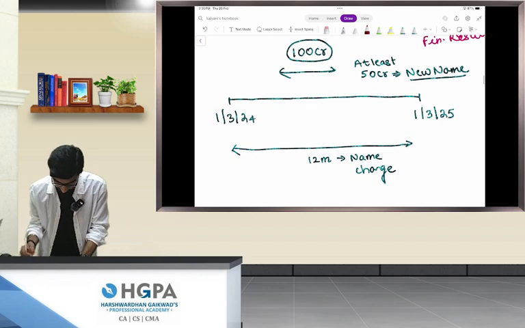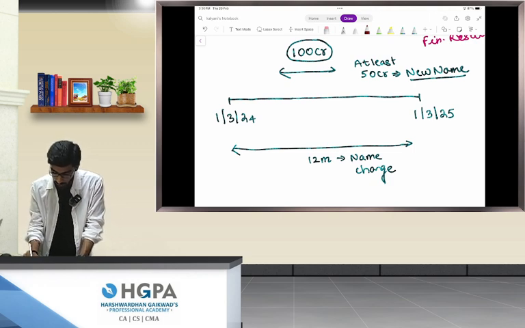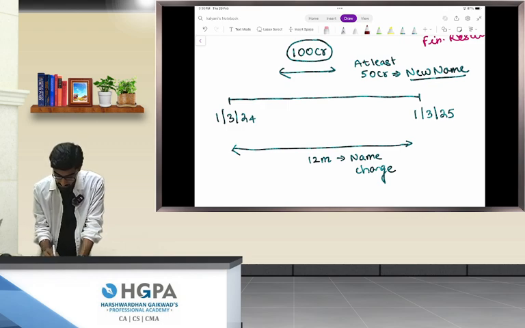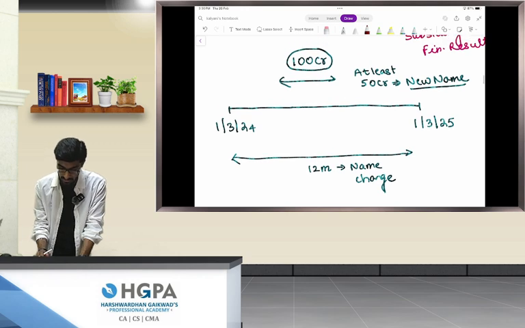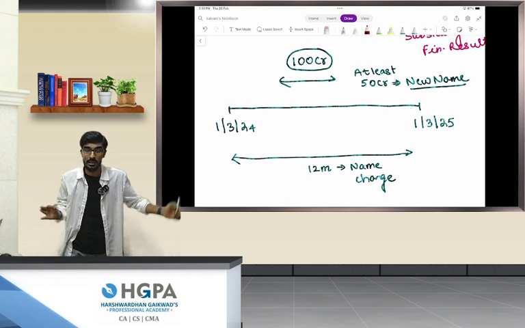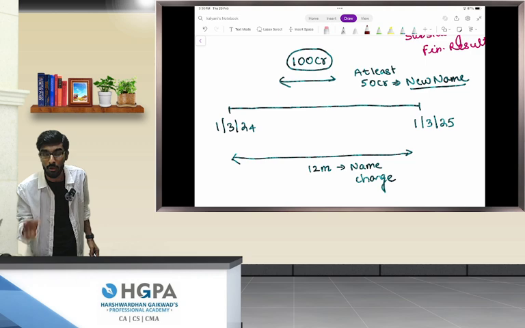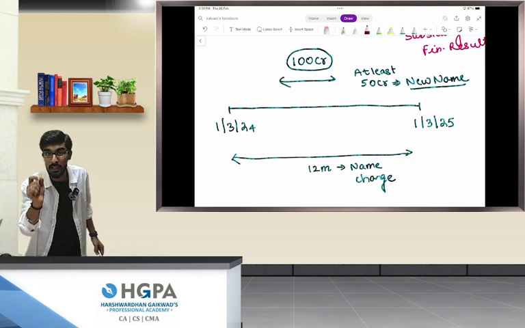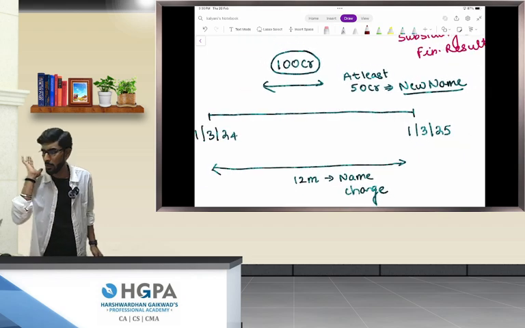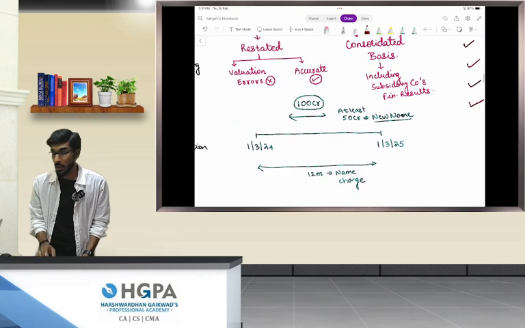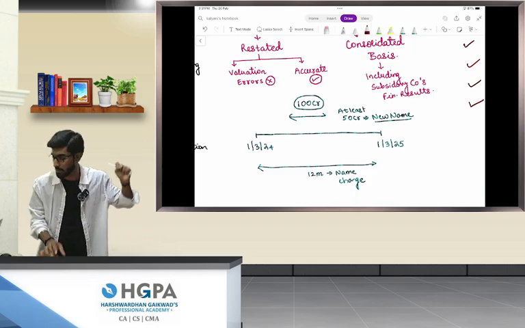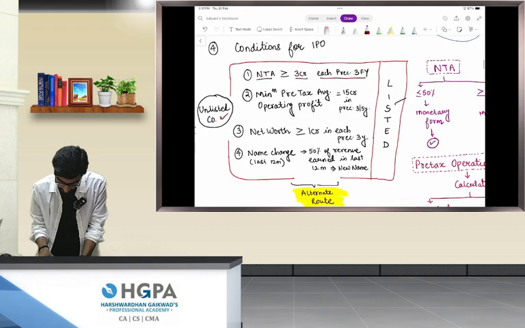Let's understand this. Let's say I want to go for an IPO on 1st March 25. In the last 12 months, I have changed my name. So what it's saying is, if I have earned a revenue over the last 12 months of 100 crores, more than 50 crores, at least 50 CR should be from the new name. Clear, people? If you want to understand why this is happening in detail, you have to watch my regular lectures. Okay?